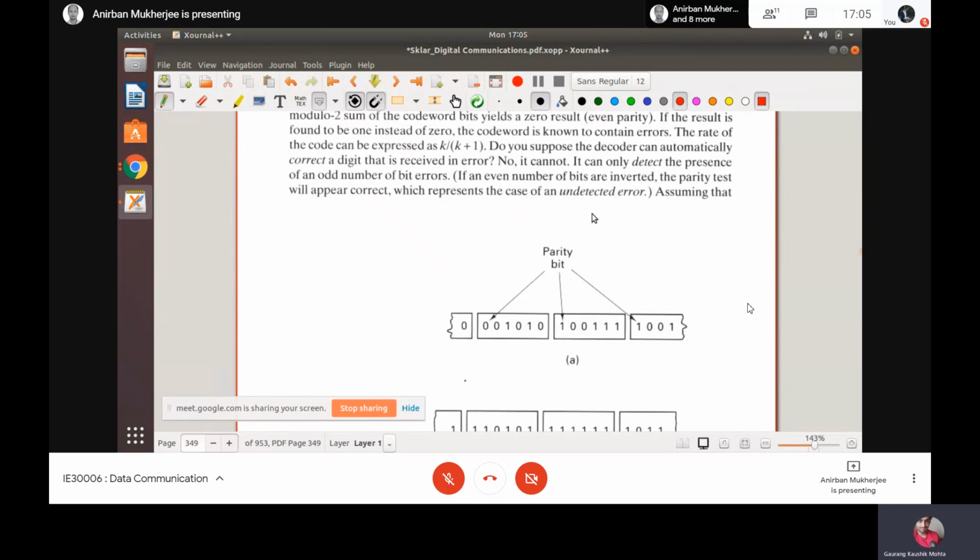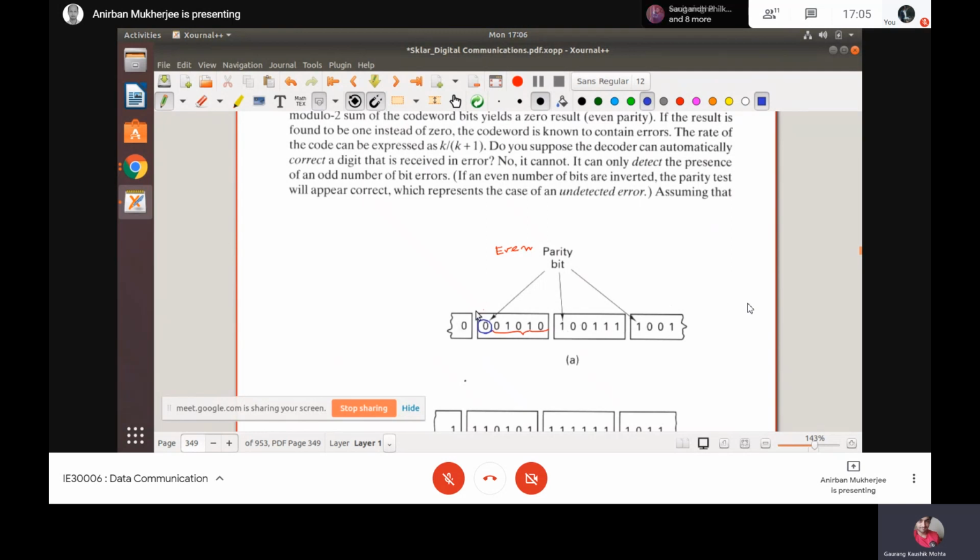So here we talk about either odd parity or even parity, but mostly even parity is used. Even parity means, in this example, say this is my message bits. Now in this one, you see even parity bit means the number of ones, this is my parity, even parity.